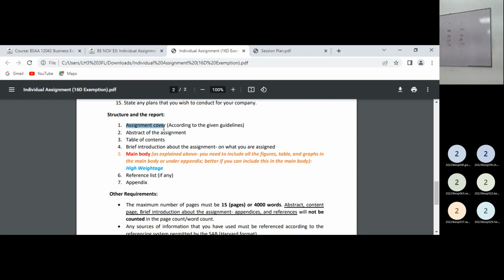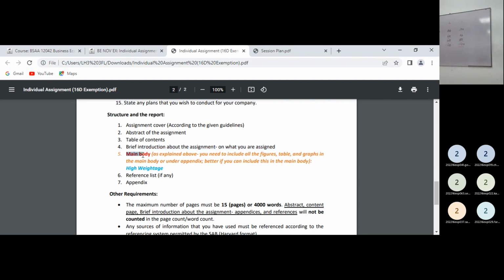Assignment cover, usually you know you have to do it. Abstract of the assignment, it's simply the executive summary. So, listen to this carefully. At the very beginning, you are going to tell the reader what this business report is, what you have done, in a very simple way. That is what you know as executive summary. And you have the table of content and the brief introduction about the assignment, what you have to do.